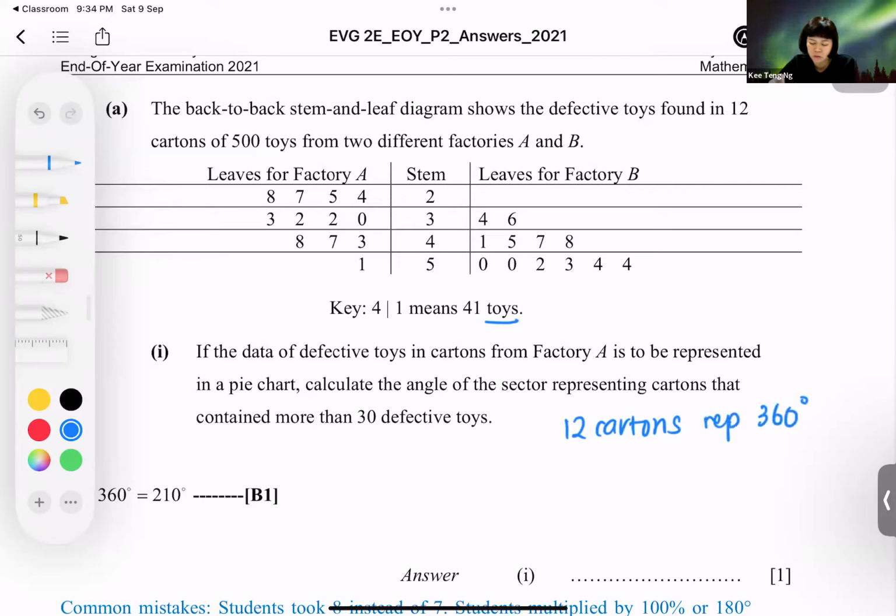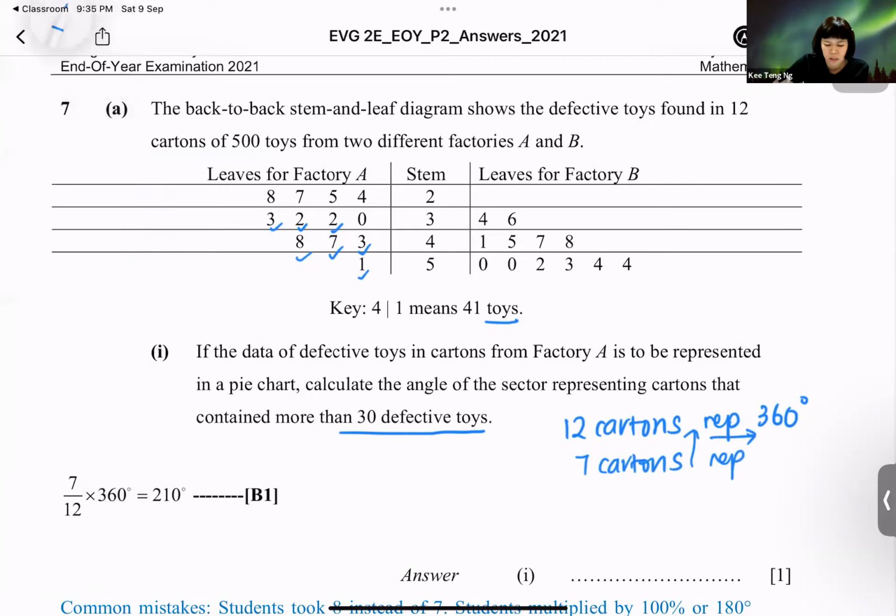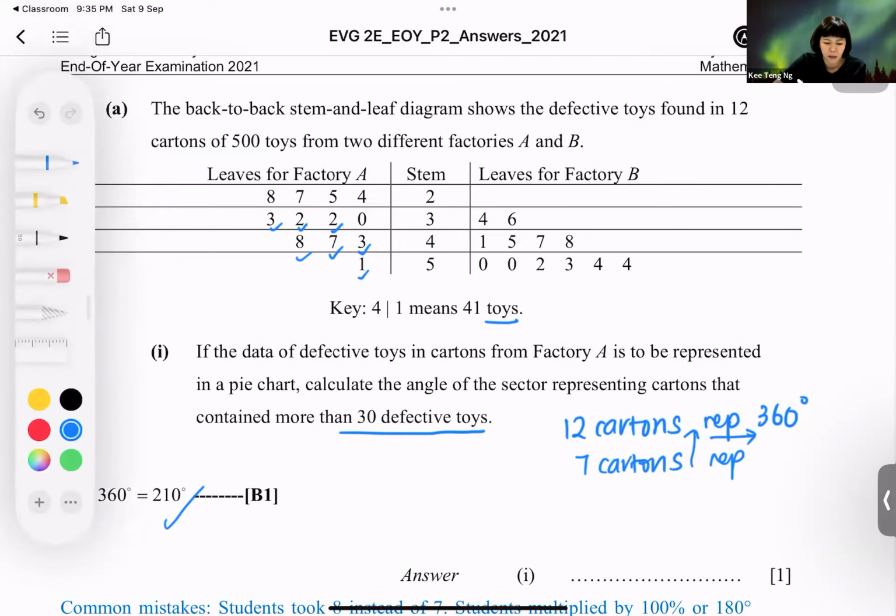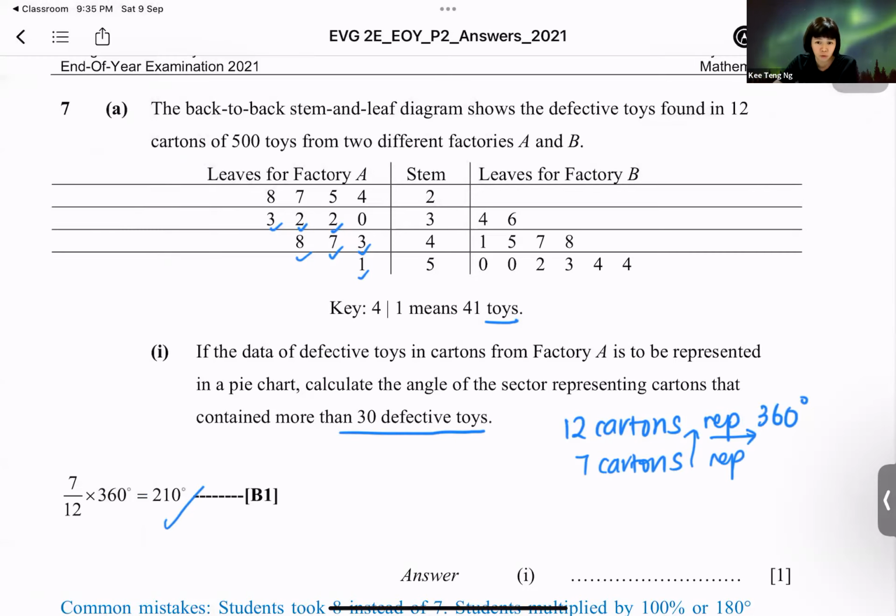Calculate the angle of the sector representing cartons that have more than 30 defective toys. 30 is counted as not more than 30, right? So we have 1, 2, 3, this is 33, 32, 32, 33, 47, 43, 48, 51. 1, 2, 3, 4, 5, 6, 7. So there are 7 cartons. So 7 out of 12 times 360 gives you 210 as the answer. Have you gotten the answer? This one should be straightforward.